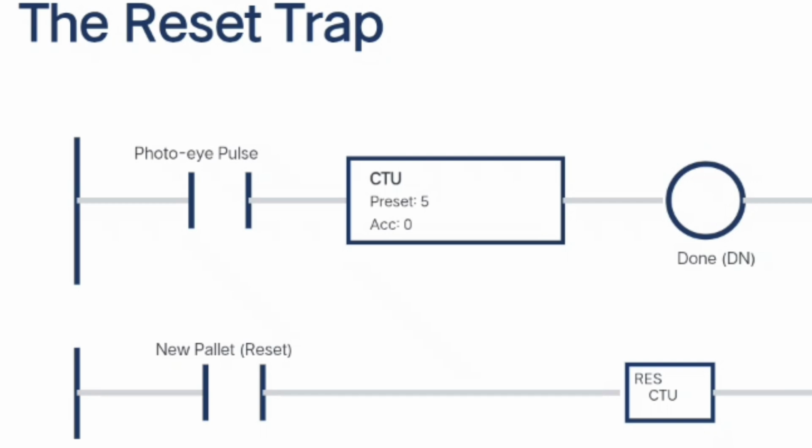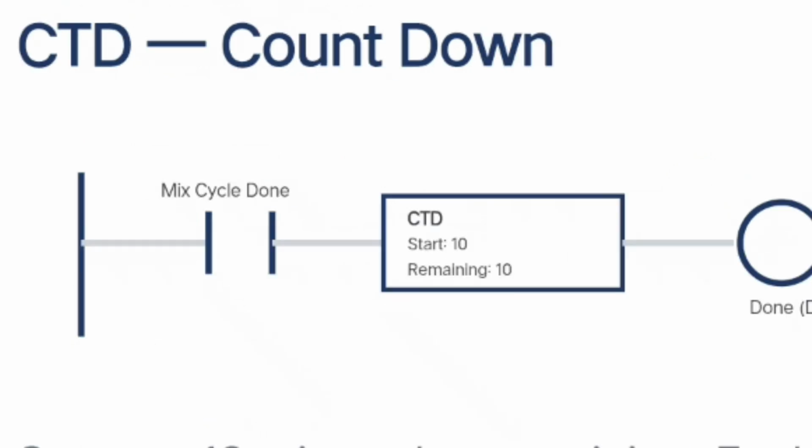For our bagging line, that might be an operator pressed "new pallet" button, or an automatic reset the instant the done bit turns on, if you want it to immediately start counting the next batch of 50. Forgetting the reset rung is probably the single most common counter mistake. The logic looks like it works in testing, then a week later the count is sitting at 300 and nobody knows why.